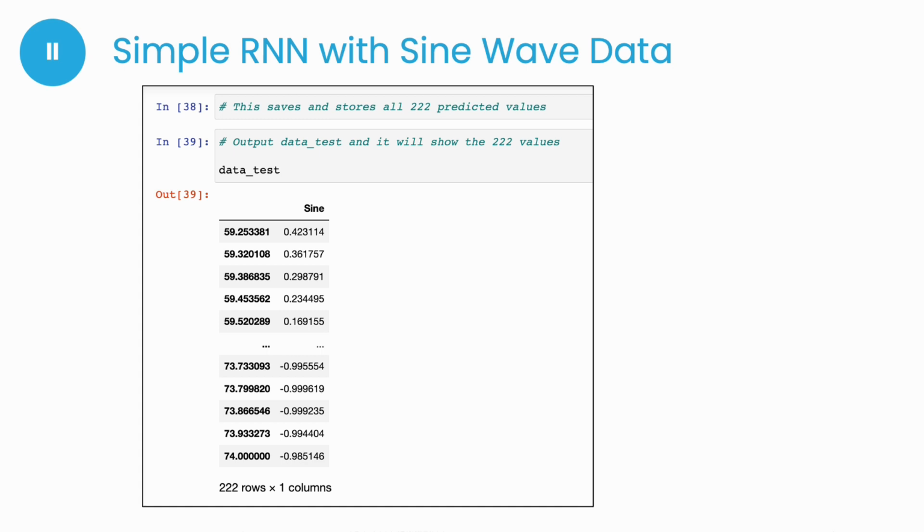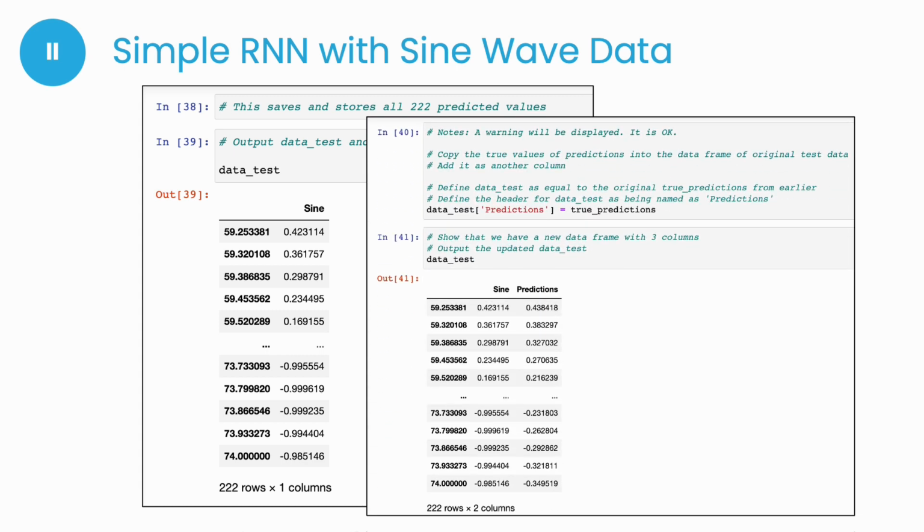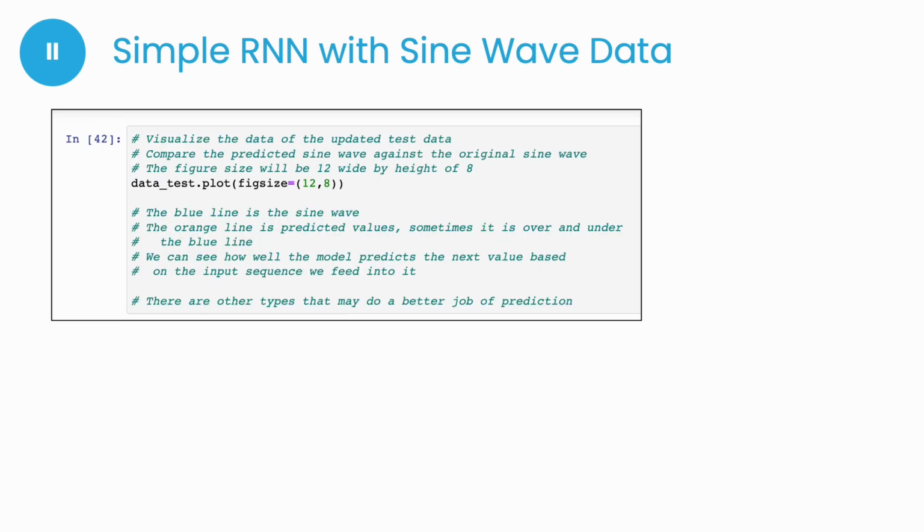I displayed the data test values and confirmed it has 222 rows and 1 column. The true predictions are then copied into the data frame of the original test data and added as another column. The data test was defined as the true predictions from earlier, and a header was added with the name of predictions. Then data test is displayed with 3 columns and 222 rows. Then I visualized the model.